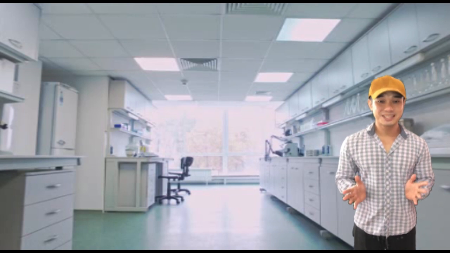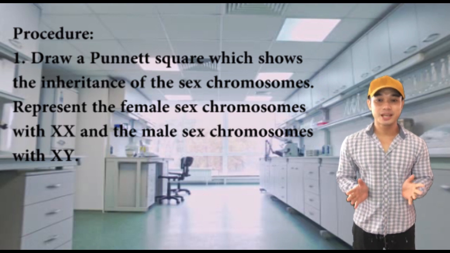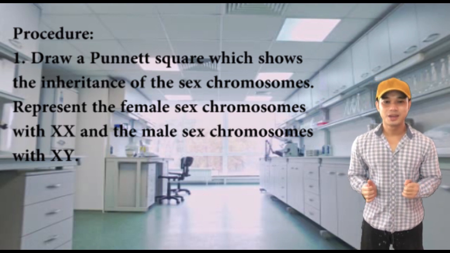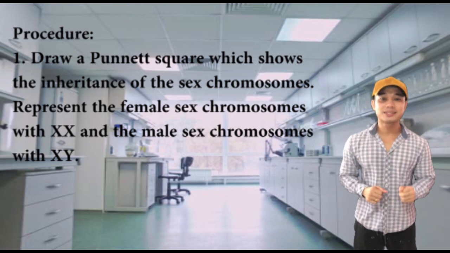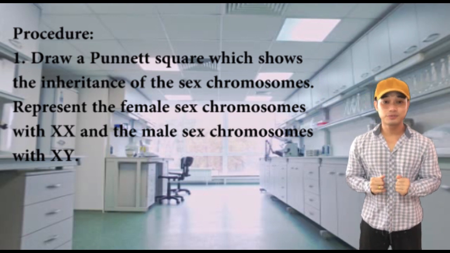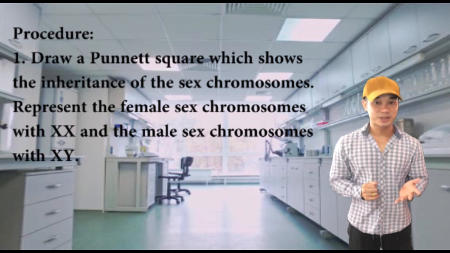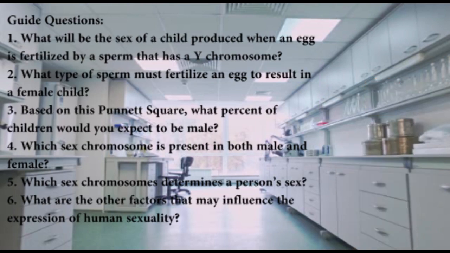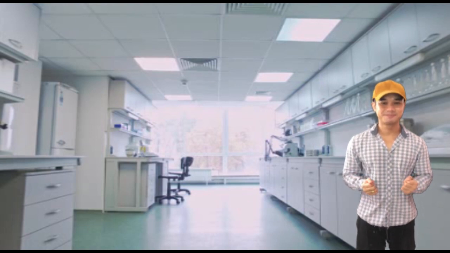Now let us perform this activity. We shall draw a Punnett square which shows the inheritance of the sex chromosomes. Represent the female sex chromosomes with XX and the male sex chromosomes with XY. Then after we've drawn the Punnett square, let us answer these following guide questions. Now here are the answers for your reference.